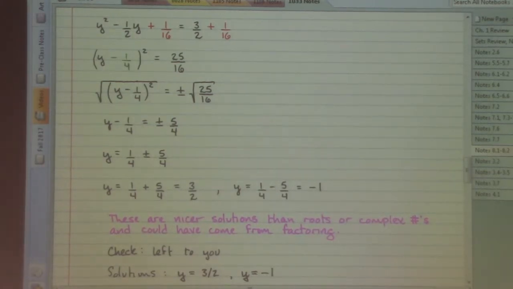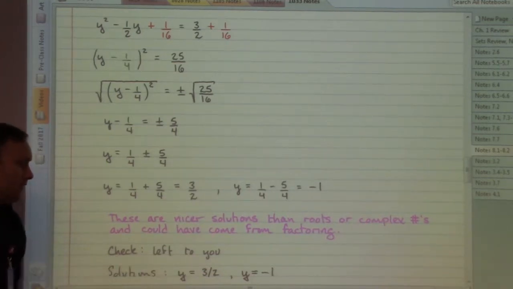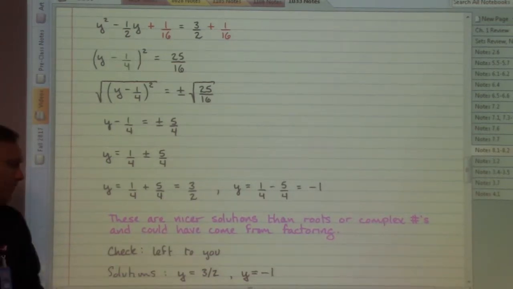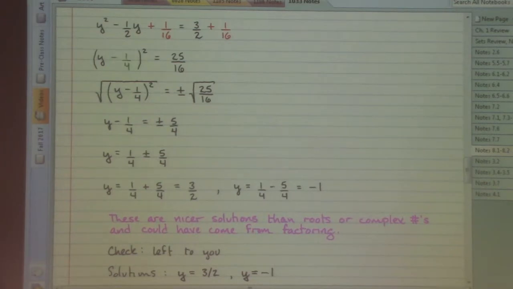So, just to quickly and nicely state that we do in fact have these two solutions, y equals 3 over 2, y equals -1 for that particular equation that we've been given.